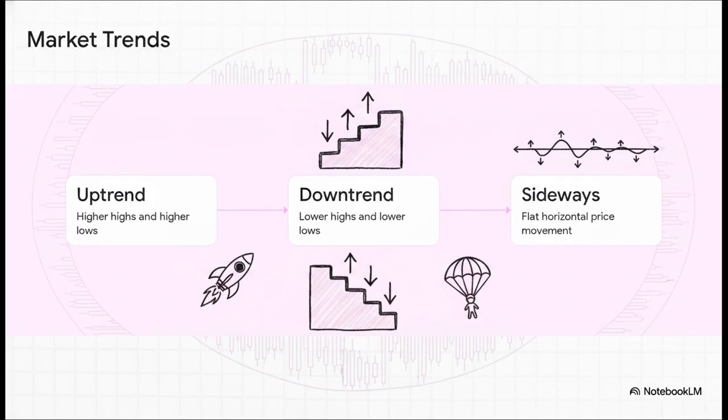Number 1 is an uptrend, where the price is making higher highs and higher lows. It's basically climbing a set of stairs. Number 2 is a downtrend, making lower highs and lower lows, so walking down those stairs. And number 3 is sideways, where buyers and sellers are dead even, and the price is just moving flat horizontally.